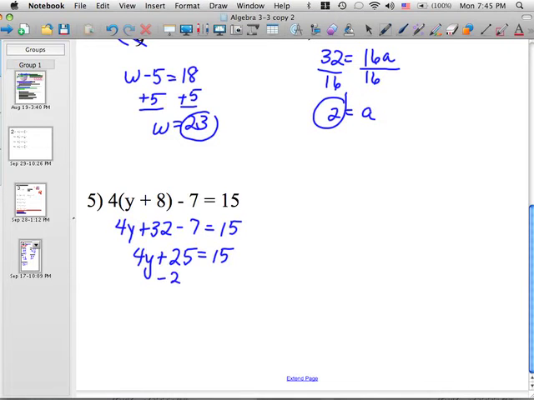Now we undo addition, so we subtract 25 from both sides. And we get 4y equals negative 10. And then divide by 4. Simplify the fraction, we get negative 5/2.